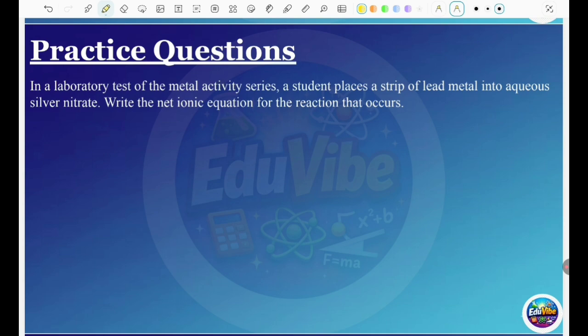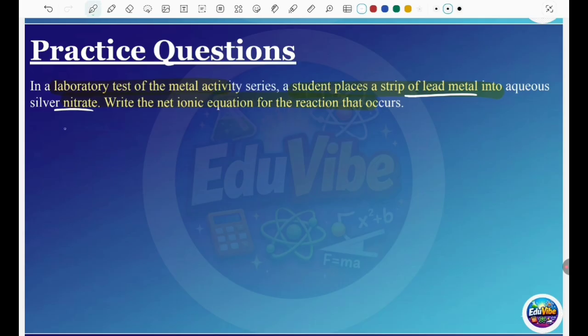The question says, in a laboratory test of metal activity series, a student places a strip of lead metal into aqueous silver nitrate. Write the net ionic equation for the reaction that occurs. So we have to write the net ionic equation if we have lead metal and aqueous silver nitrate. How can we do that? We have to write the equation like this. So Pb solid plus aqueous AgNO3, which is in the aqueous state.